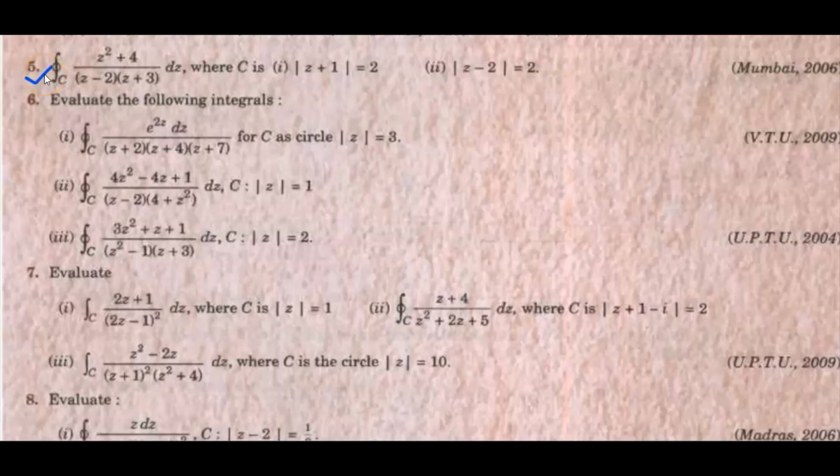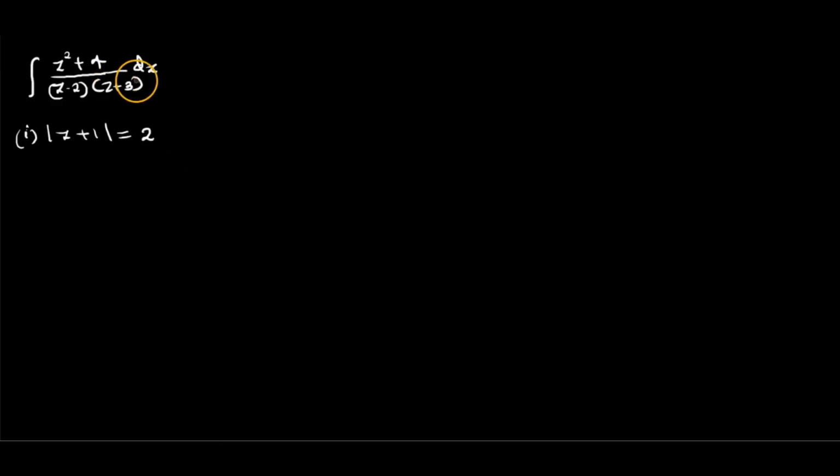Now let's solve these questions. Question number 5. Integral over C of z squared plus 4 divided by (z minus 2)(z plus 3) dz, where C is, first, the circle mod z plus 1 equal to 2, and second, mod z minus 2 equal to 2. This is our first question.